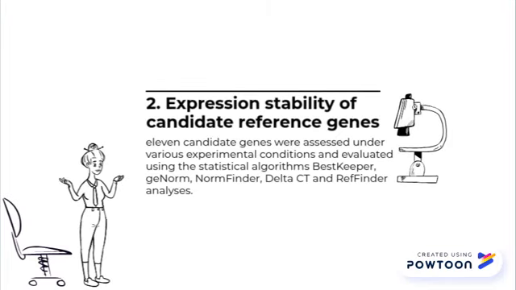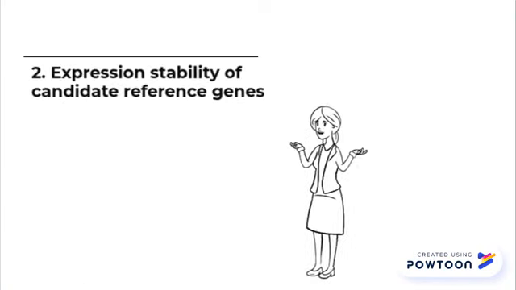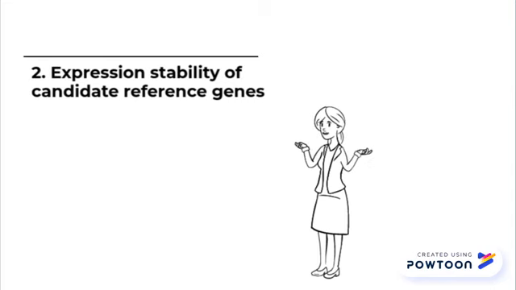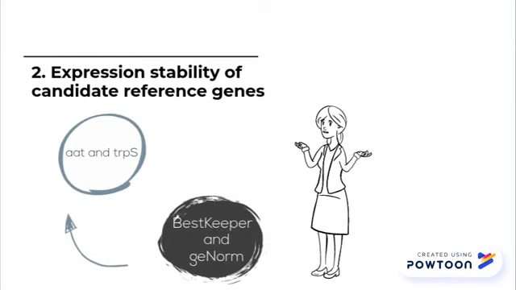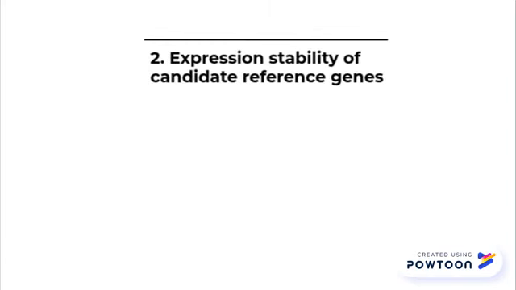The expression stability of the 11 genes placed in different conditions was analyzed using different statistical algorithms such as BestKeeper, GeNorm, NormFinder, DeltaCT, and RefFinder. Two genes, which are phenylalanine tRNA protein transferase and tryptophanyl tRNA synthetase 2, were excluded after preliminary analysis by BestKeeper and GeNorm. According to BestKeeper, genes with standard deviation values greater than 1 are considered inappropriate as reference genes.